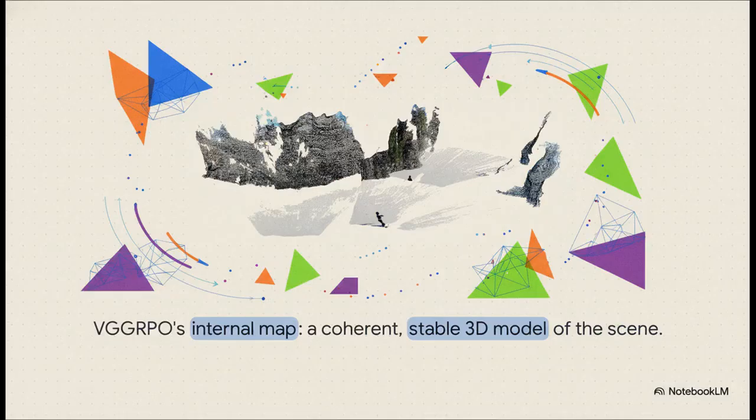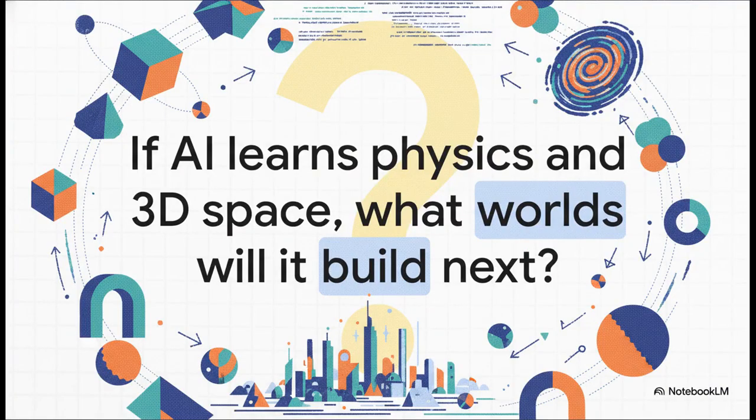And here it is. This is the proof. We're literally looking at the AI's thoughts. This is a 3D point cloud, a complete, coherent map of the whole scene. It knows where the snowboarder is. It knows the slope of the mountain. It knows where every tree is. And because it has this solid, stable model on the inside, the video it spits out on the outside is just as stable.